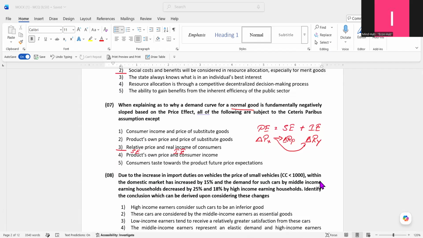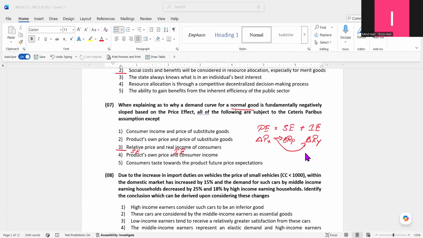Why? If the price of the good changes, then the price of substitutes and the price of complementary goods are held constant. But when the price of the good changes in comparison to the price of substitute goods, the relative price of the good has either increased or decreased, which is the substitution effect. We can't explain the price effect without a substitution effect. So relative price is not held constant. Nominal income, money income, is held constant, but not the real income. That is the income effect. So the correct answer is number 3.